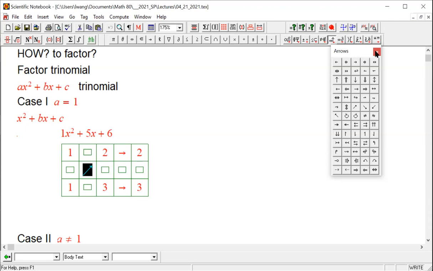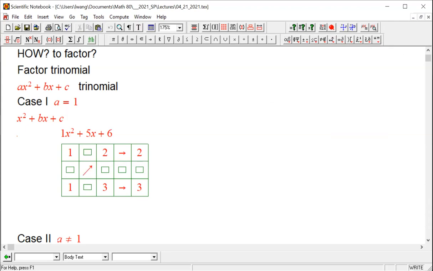Yeah, so we don't have so many symbols, but I'm just going to use the tool that we have here. So this is going to be that. Okay, so 1 times 2 is 2. 1 times 3 is 3.